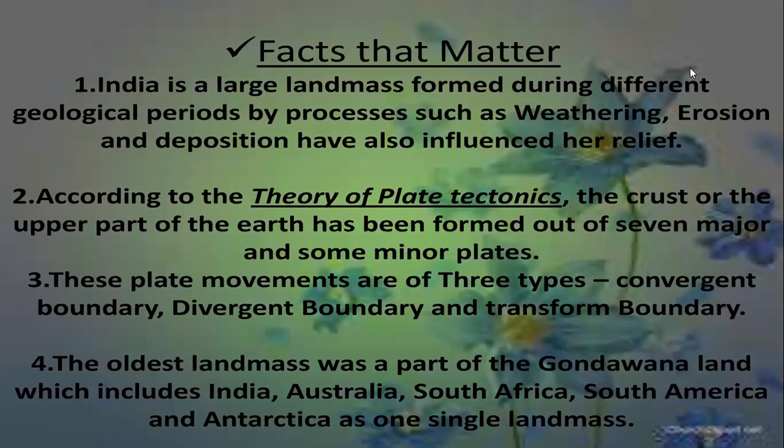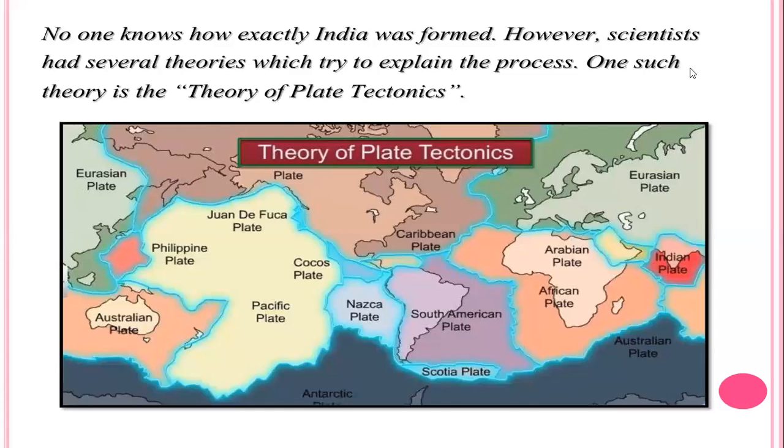The oldest landmass was a part of the Gondwana land, which includes India, Australia, South Africa, South America, and Antarctica in one large landmass. So over here you can see India, Australia, South Africa, South America, and Antarctica, which forms one large land mass.